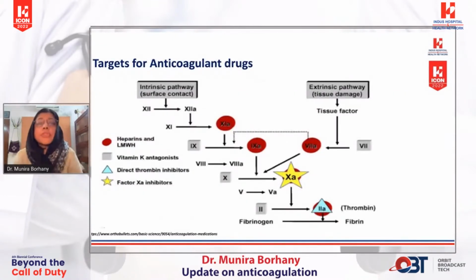What are the targets of different anticoagulant drugs? The target depends on the famous coagulation cascade. We all are very familiar with this coagulation cascade, the intrinsic pathway, extrinsic pathway, and the common pathway.